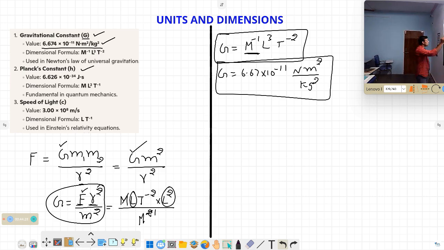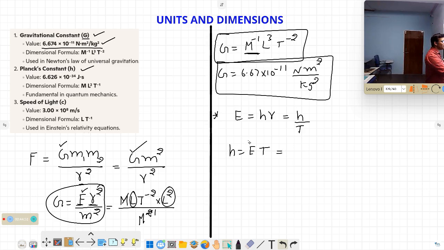Similarly, go to Planck's constant. Planck's is one of the chemistry topics also. So energy we can write in terms of Planck's as h mu. Light travels in the form of energy packets as h mu. Mu is called frequency, which is nothing but 1 by T. So H is equal to what? E into T.